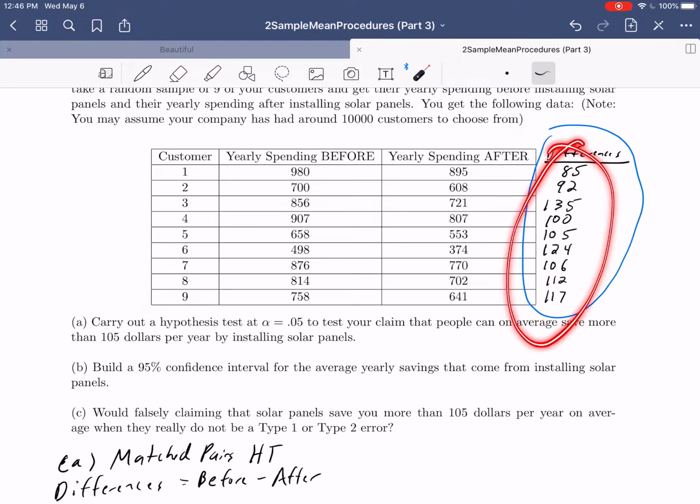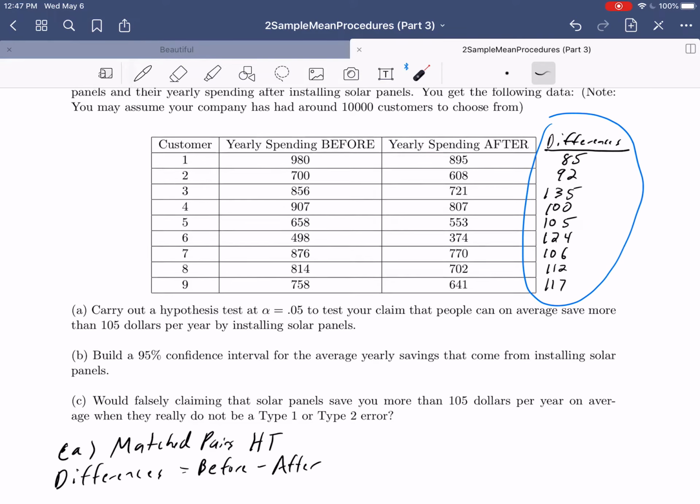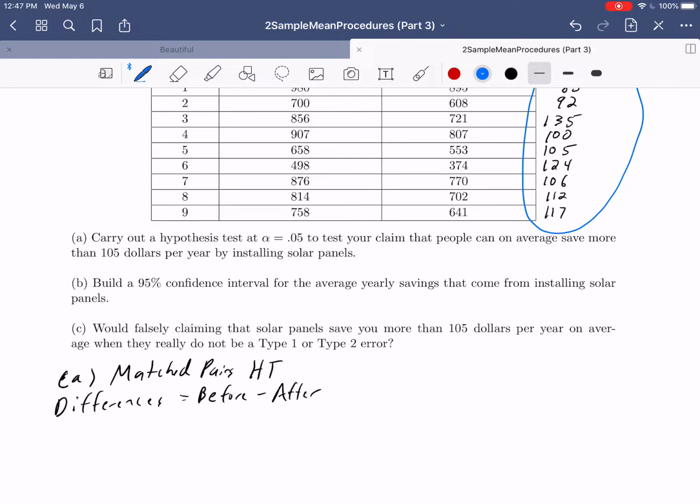You can see that the differences are what we would be interested in because we don't care how much they spent before or after. Everybody uses a different amount of electricity, but what we care about is how much money they saved, right? In other words, even though this person here spends $807, which is higher than $608, they would be happier with their solar panels because they saved $100, whereas this person only saved $92. So it doesn't matter how much they were spending before or after, it matters how different those two values are, and that's what we calculated. So that'll always be a preliminary step whenever you're doing a matched pairs analysis.